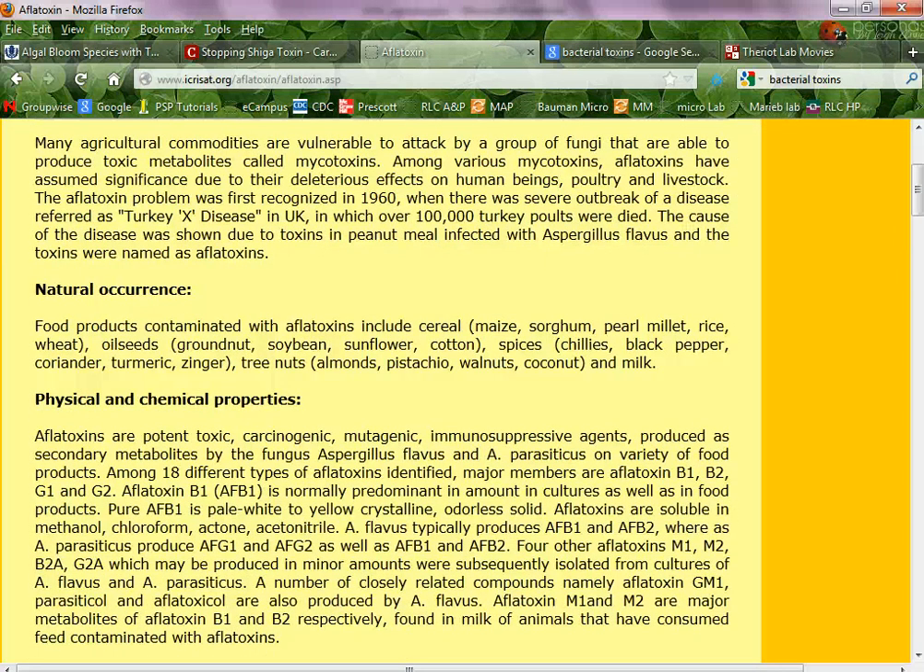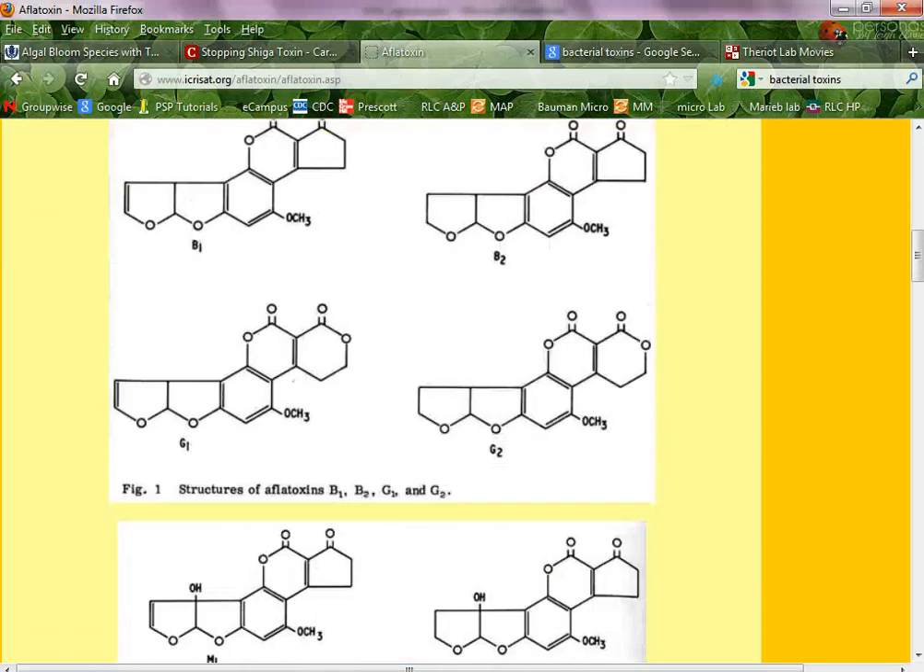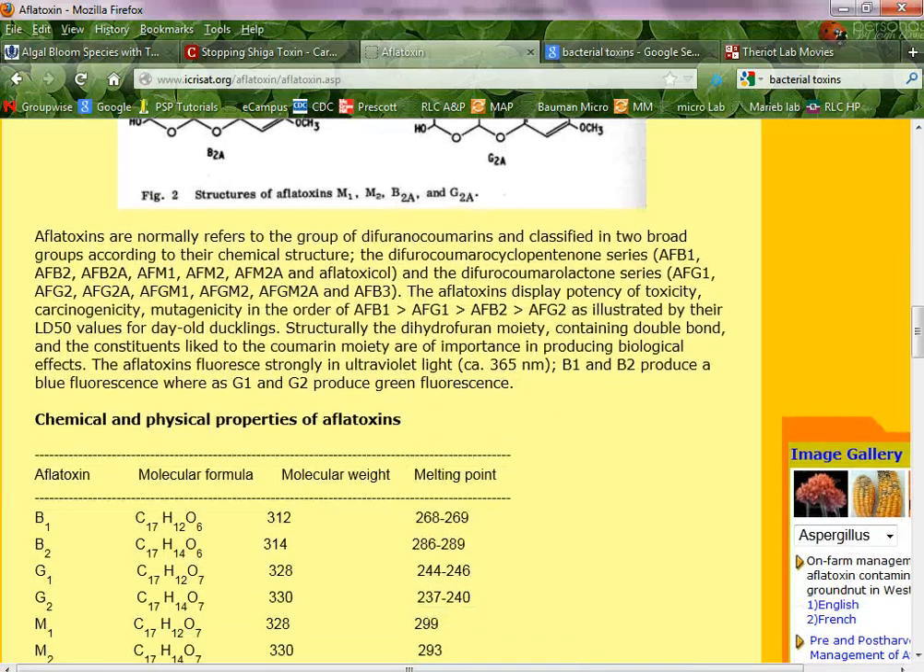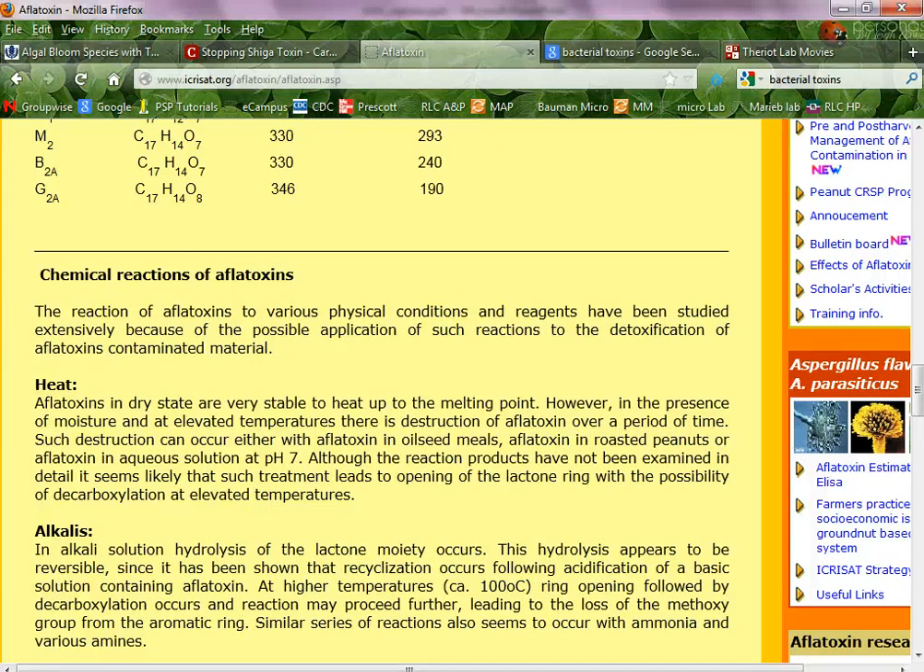So anytime there's a lot of moisture in the stored grains or peanuts, the mold, which is a common soil organism, will start growing and making these toxins. And then when they're ingested by animals, by fowl, by humans, we get aflatoxin poisoning.